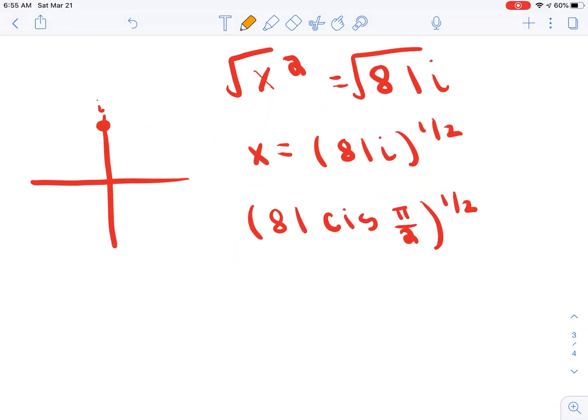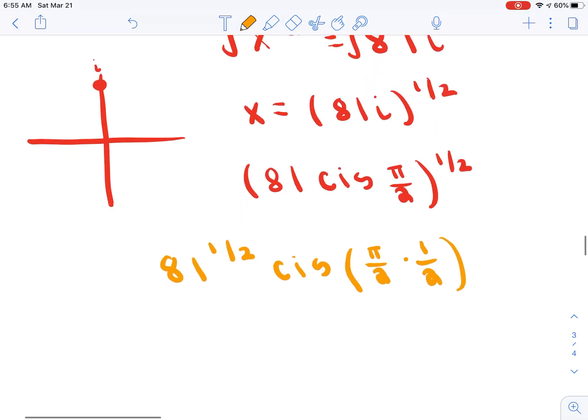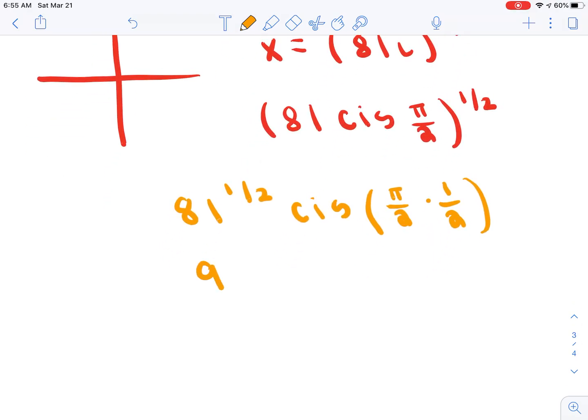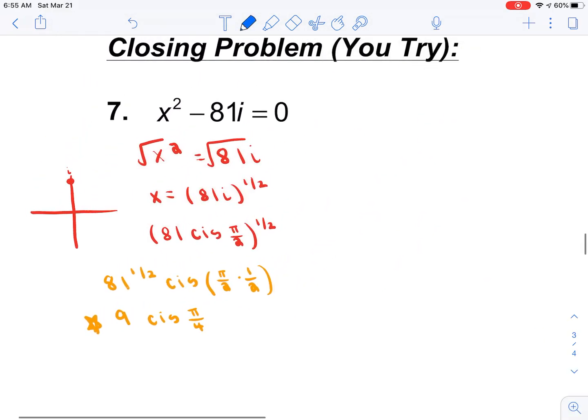Okay, so we are going to then do DeMoivre's. So this is going to get really bad. 81 to the 1/2, cis, pi over 2 times 1/2. So 81 to the 1/2 is 9, cis, pi over 4, and that is our first solution. Now to find our next solution, remember equal spacing. We have 2 solutions and only 2 solutions for this problem, which means that if we were to take 2 pi and divide it by 2, each solution is pi units away.